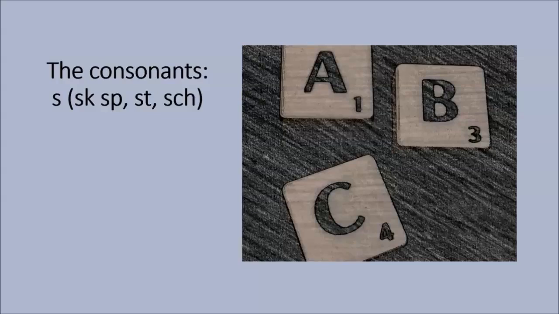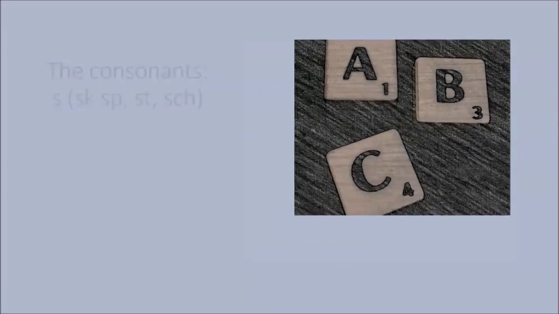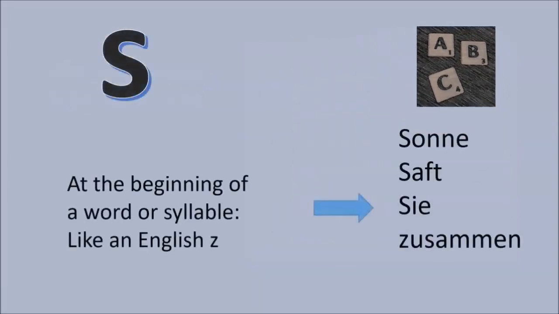In this video, we're going to look at the consonant S and the combinations of SK, SP, ST and SCH. First of all, the letter S on its own. If it's at the beginning of a word or a syllable, it sounds more like an English Z. So Sonne, Saft, Sie, zusammen.